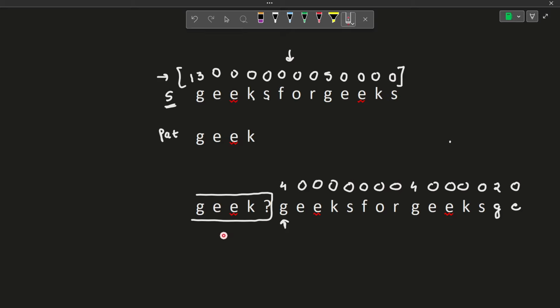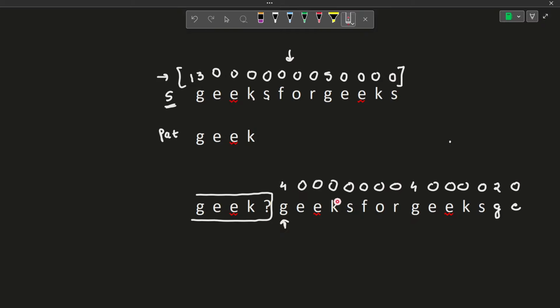Now how do we actually get our final answer? What we can do is we can start from this particular position and take all those indexes as our answer which have the value of the vector as 4 in it. So why exactly 4? Because 4 is the size of the pattern. So this basically implies that there is a pattern starting from this particular position, right? This is what the z function returns us.